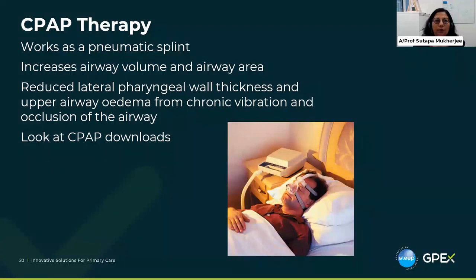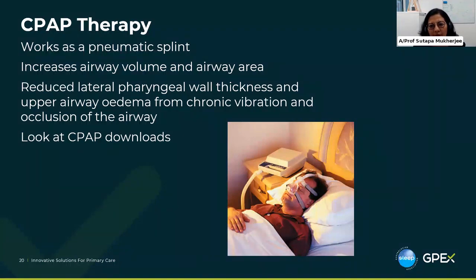CPAP therapy, you would have heard about. This is a very physical therapy. It was invented in Australia by Colin Sullivan, and it works as a pneumatic splint, which increases airway volume and airway area, reduces the lateral pharyngeal wall thickness and upper airway edema from the chronic vibration and occlusion of the airway.